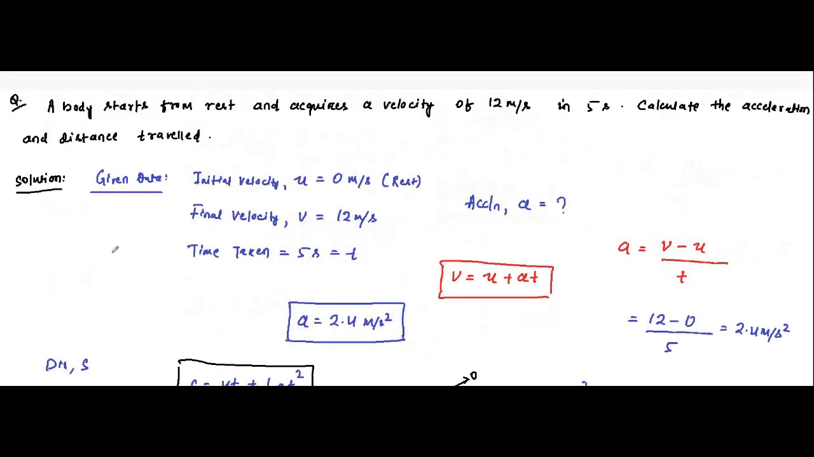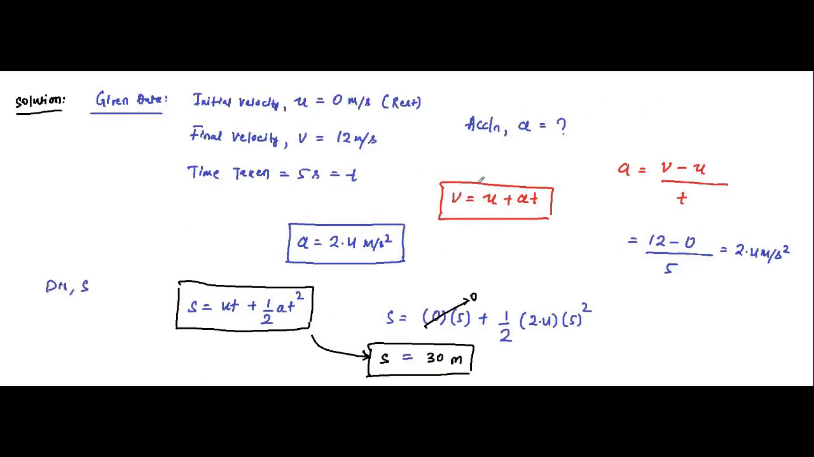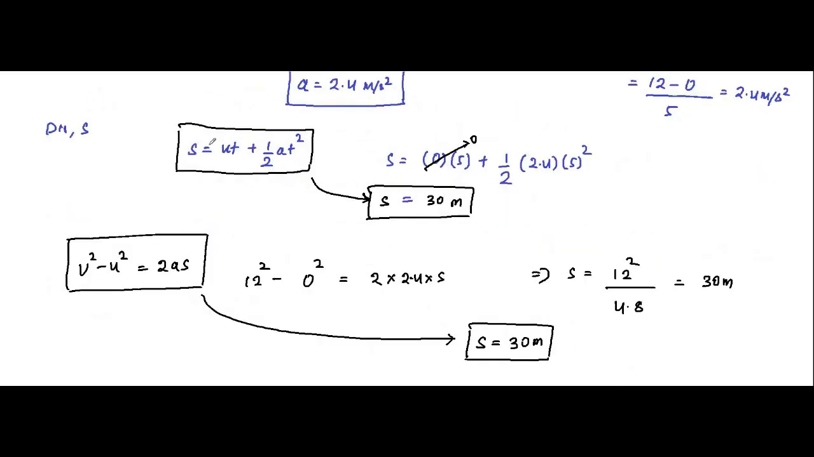So here was a very basic question. First we noted down the data which is given, then using the standard equations of motion, depending upon the requirement and the data given, we decided which formula to apply where. Then we applied the first equation, v equals u plus at, to determine the acceleration, and then we had two options: s is equal to ut plus half at square, or v square minus u square is equal to 2as, to determine the distance travelled.